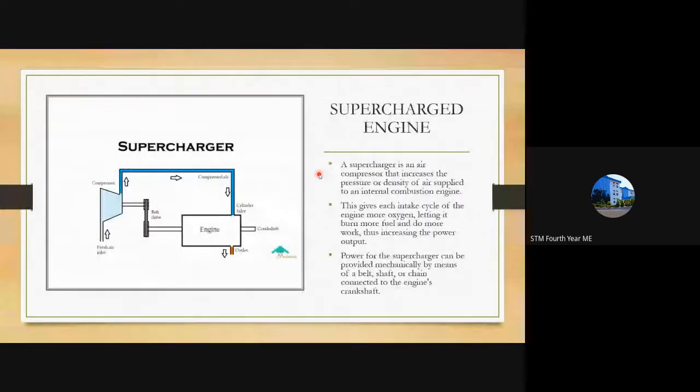Next, there are two terms I had told you, supercharger and turbocharger. This is the schematic diagram of a supercharger. You can see here how the supercharger is connected. It is connected to a compressor, which is then coupled to a belt drive that is coming from the engine. This is the engine crankshaft. I have shown you what the crankshaft is, and the crankshaft flywheel is present here.